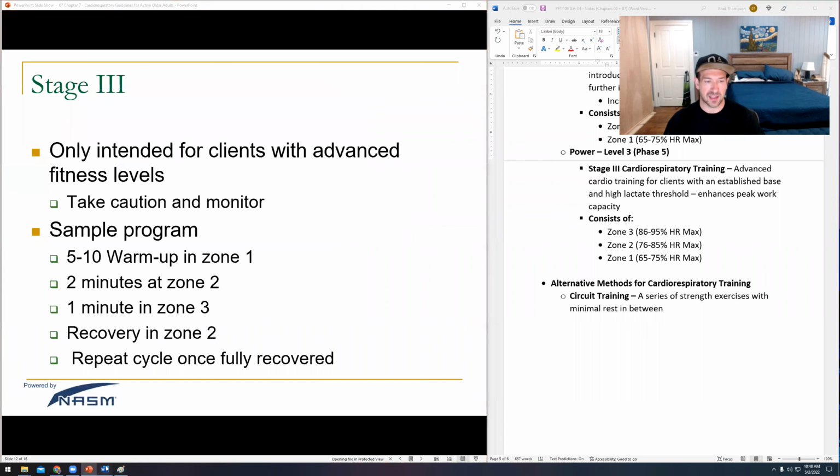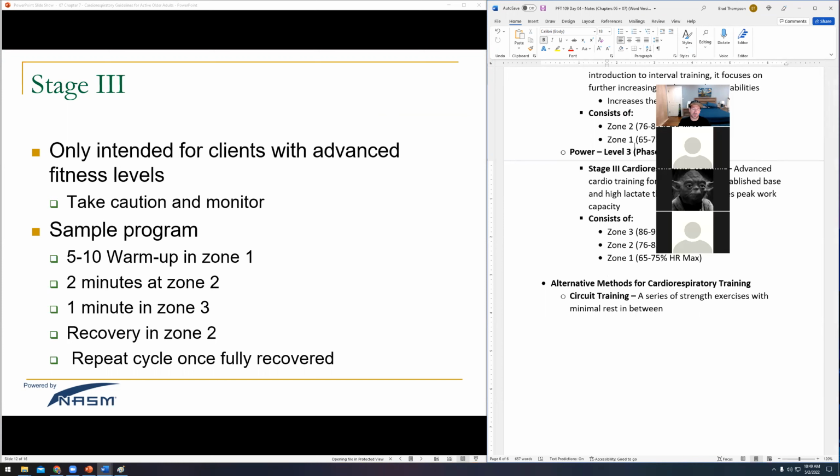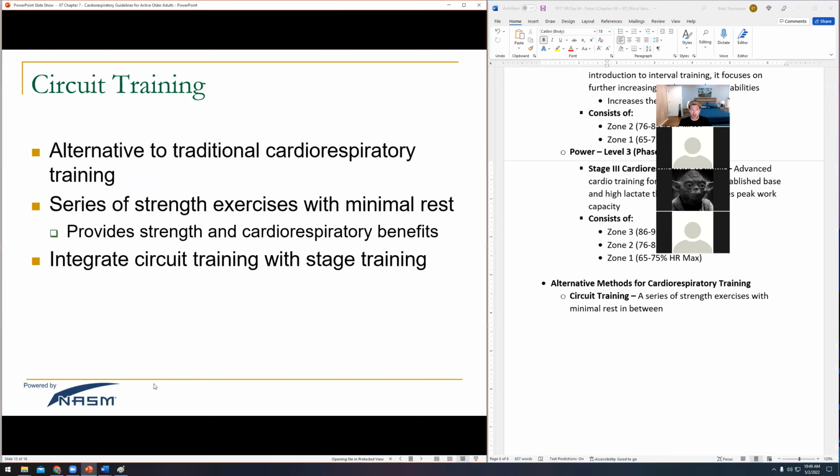Let's take a look at what that means, right? This is only intended for very advanced clients. This is the high intensity, really maxed out. This is an advanced form of cardio training with a very established base and a high lactate threshold. The idea here is that you are enhancing your peak capacity, your full-on sprinting ability. And I'm using running as an example, but this could be a rowing machine, it could be swimming, it could be anything, right? But this is where you are fully getting out of breath, right?